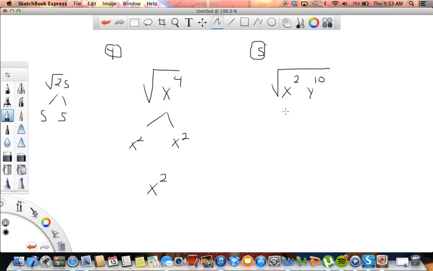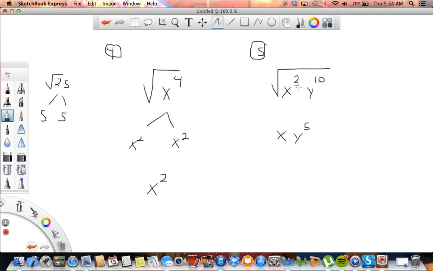Now, if we look at number 5, we have 2 different variables in here we've got to work with. So let's start with the x. Now, remember, on our last problem, all we do is take the exponent and divide it by 2. So what is 2 divided by 2? That's going to leave me with simply x. And what is 10 divided by 2? Well, 10 divided by 2 is 5, so that means my square root of this entire thing is going to be x y to the 5th, because all I did was divide each of these by 2.